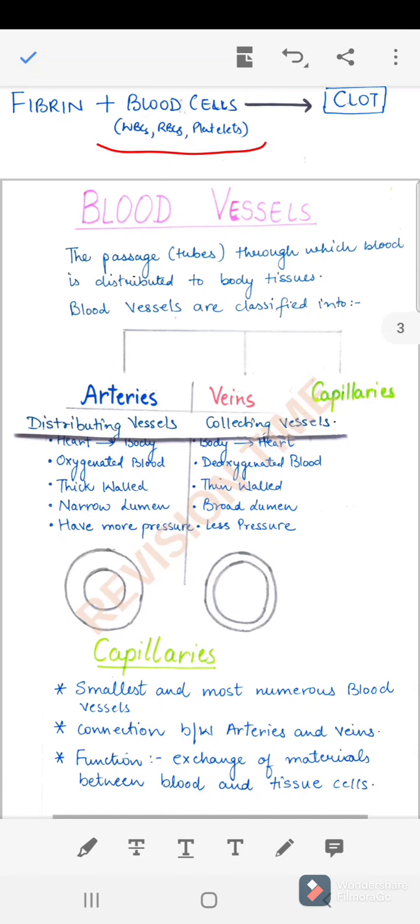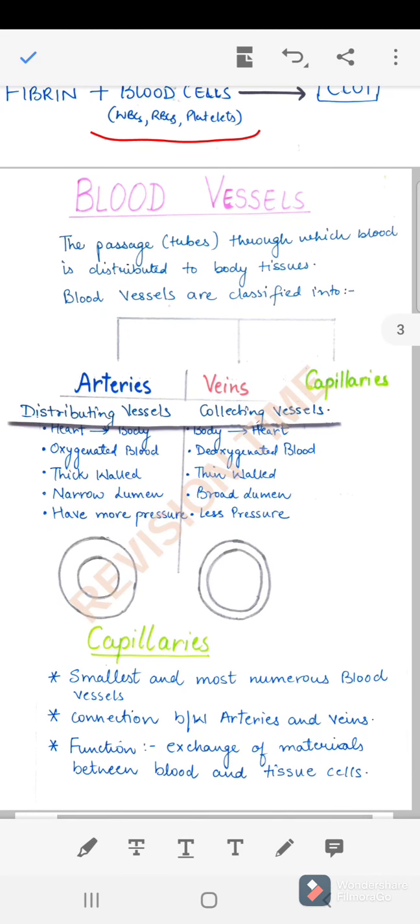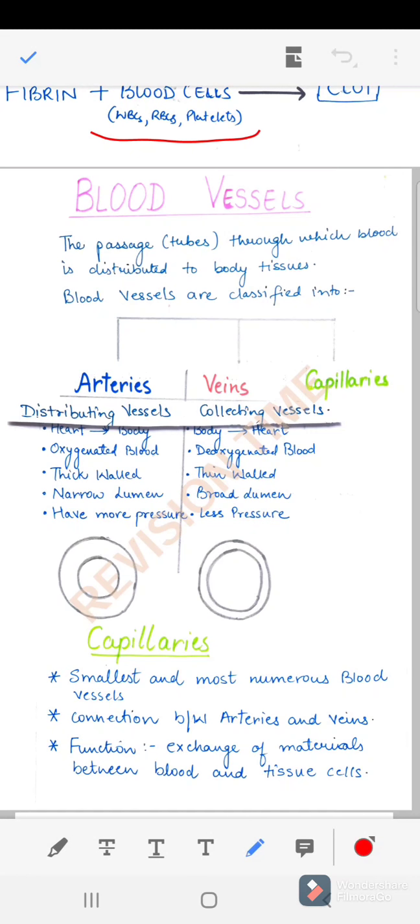So next are the blood vessels. So what are these blood vessels? These are the tubes which form a passage through which our blood is distributed to the body tissue. These are basically classified into arteries, veins and the capillaries. Arteries are the distributing vessels, that is, they distribute the blood from heart to the body, and veins are the collecting vessels. They collect the blood from body and deliver it to the heart.